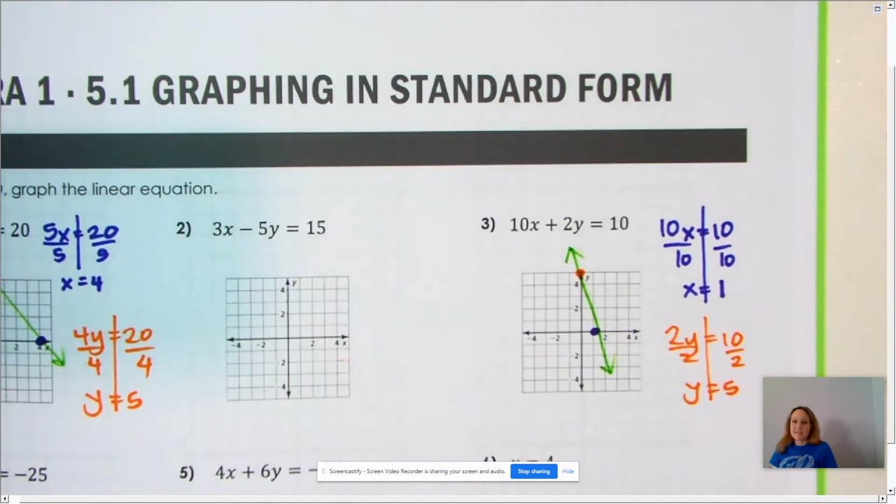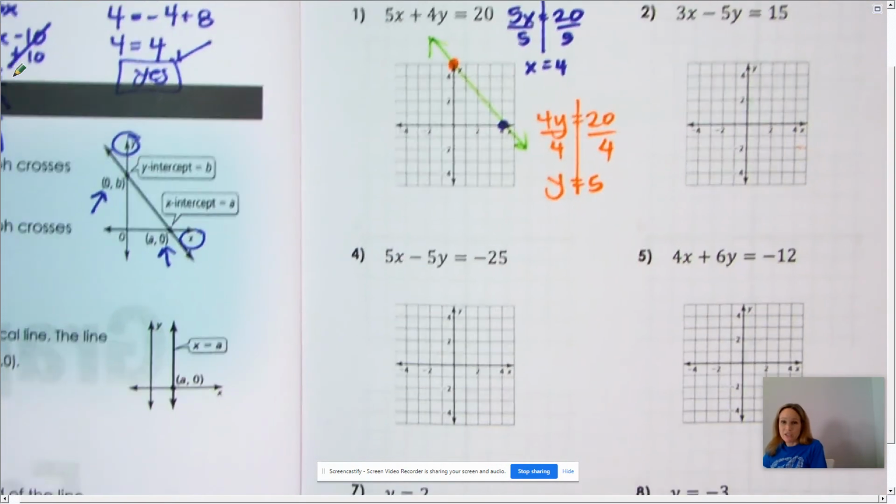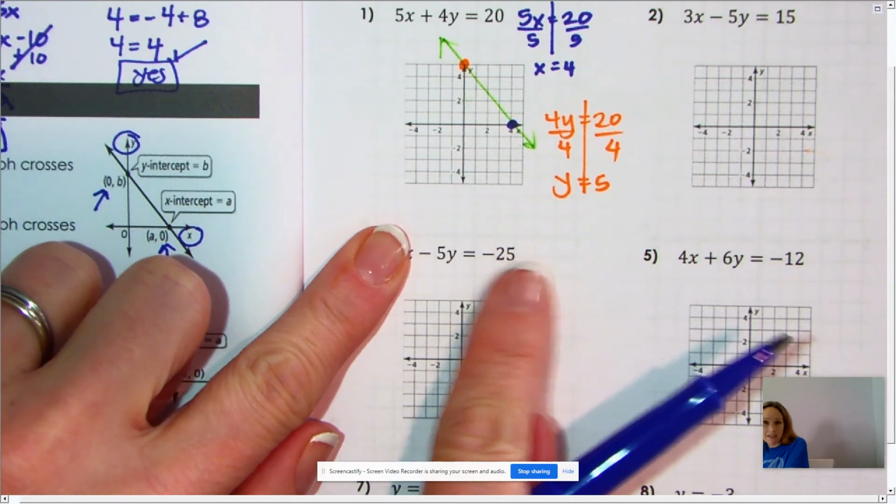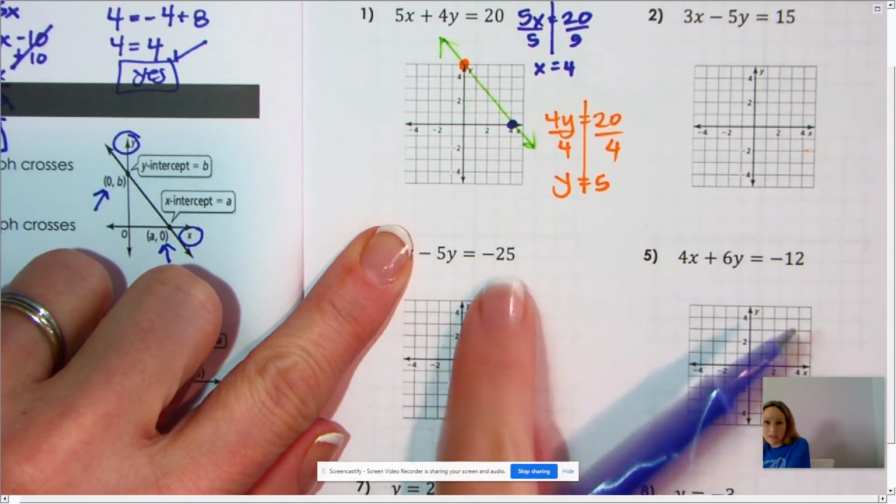Okay, more practice. You guys are going to do problem number 4. You're going to do that one just like problem number 3. Just a reminder, make sure you're very careful with the negatives here. A negative divided by a negative is a positive.